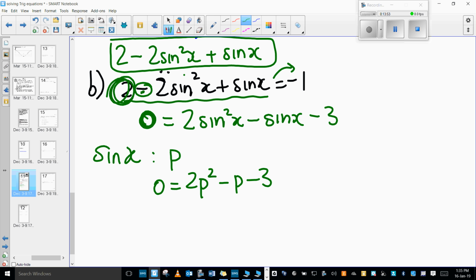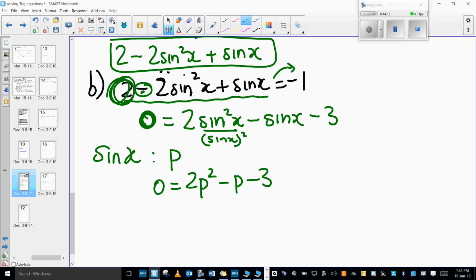It's a random number. I just randomly chose the letter P so I'm not writing sine x all the time, remembering that this means sine x all squared. Alright, so now I've got a quadratic that we're used to factorizing. So factorizing is probably the easiest option.